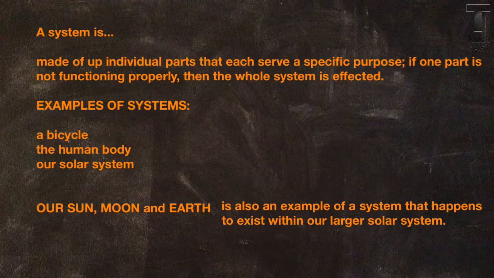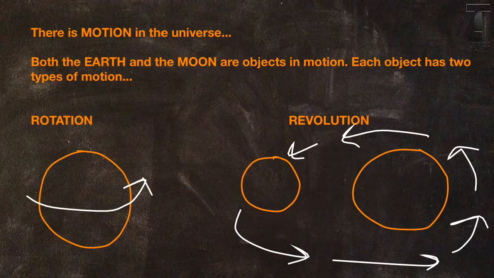And that's what we're going to look at. Specifically, our sun, the moon, and the earth. All three of those bodies are a system within a larger solar system. And because the sun and the moon directly have an impact on Earth, that's what we're going to look at. Before we do that, we've got to talk about the motion that exists in the universe.